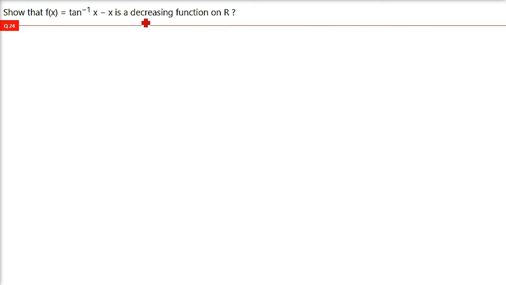So we have taken a lot of questions, and by now you know that f dash x, if it is greater than 0, then the function f(x) is increasing, and when it is less than 0 it is decreasing. So in order to prove that it is a decreasing function, we have to prove that it is less than 0. We are differentiating it now.